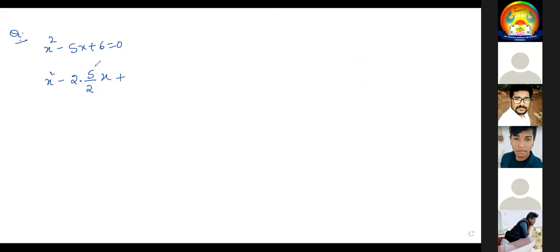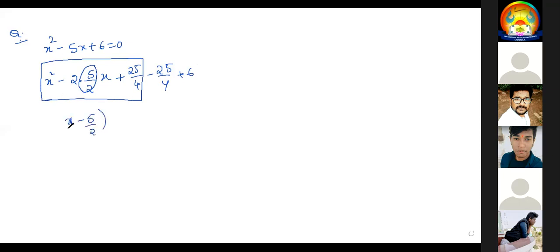Then what do we have to add? My boys and girls, they know. We have to add 25 by 4, and you have to subtract 25 by 4 to make it a perfect square. Plus 6 as it is. So this entire thing can be written as x minus 5 by 2 whole square. Take 4 common: 24 minus 25, it is minus 1, is equal to 0.